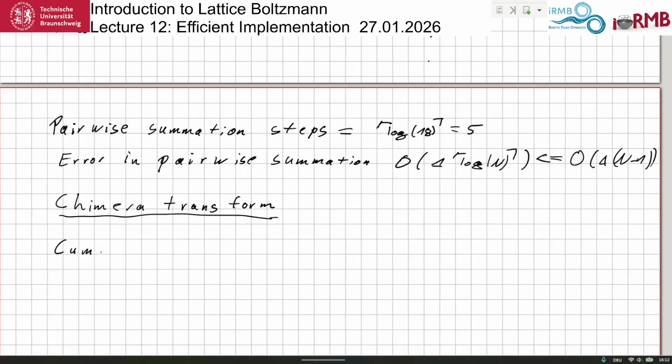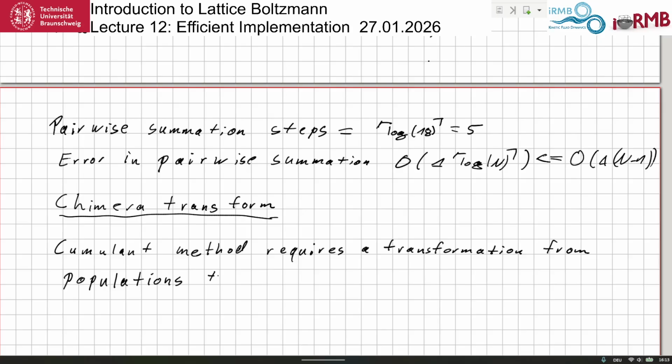Okay, what is the chimera transform about? When we want to compute cumulants, I told you that the easiest way of computing cumulants is from first taking central moments and then turning them into cumulants. Yeah. So what you still require is to compute these central moments. So we have this transformation from populations to central moments. And this turns out to be very expensive. So you have to do it one way, and then you also have to do it backwards again.